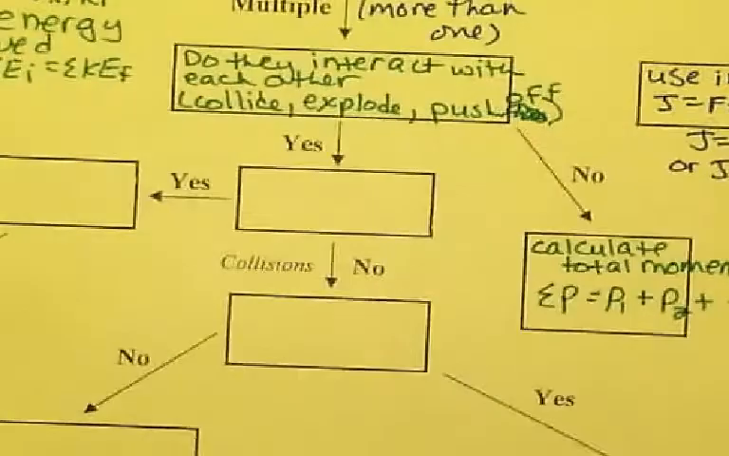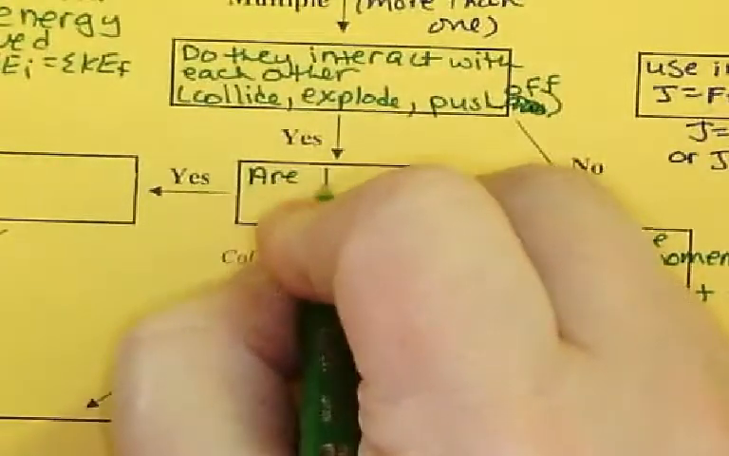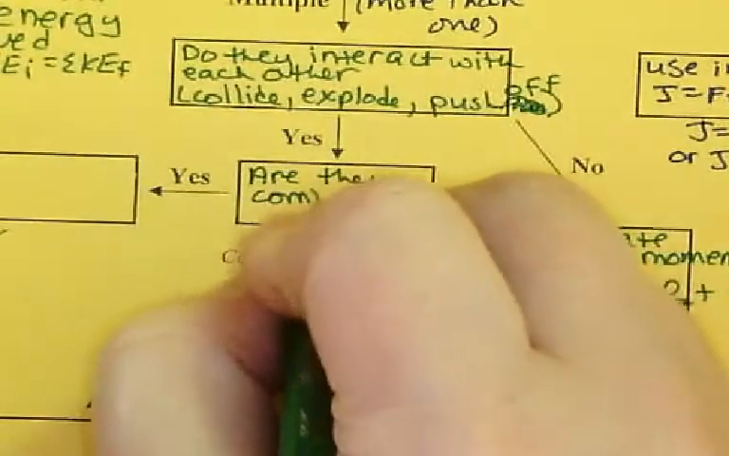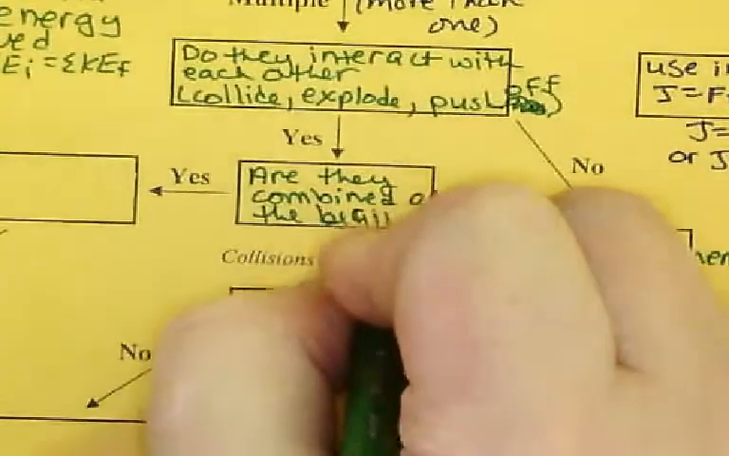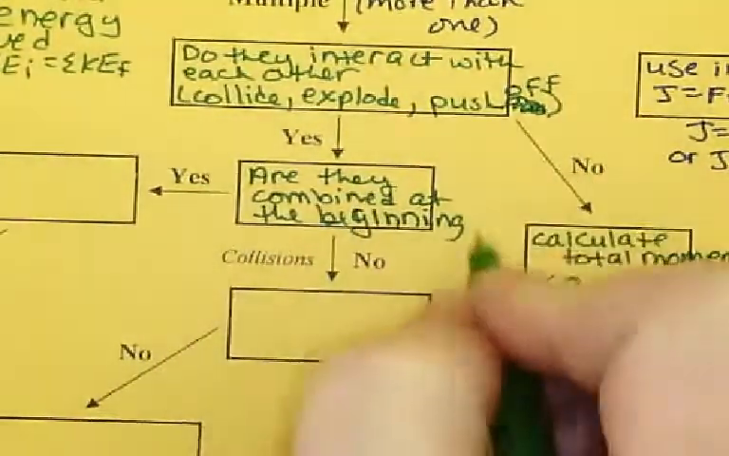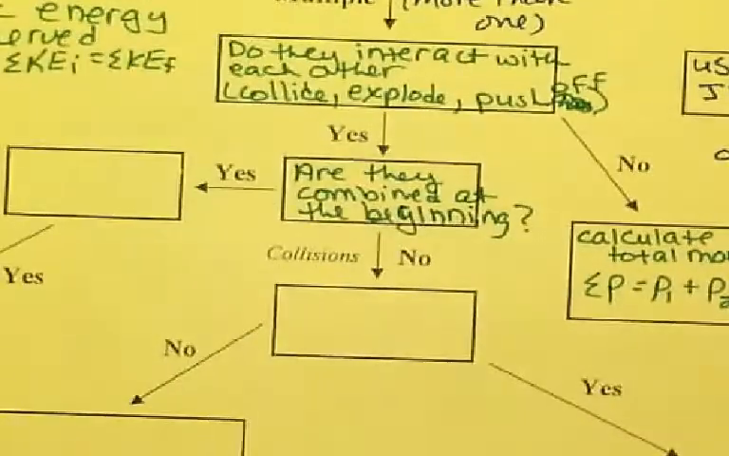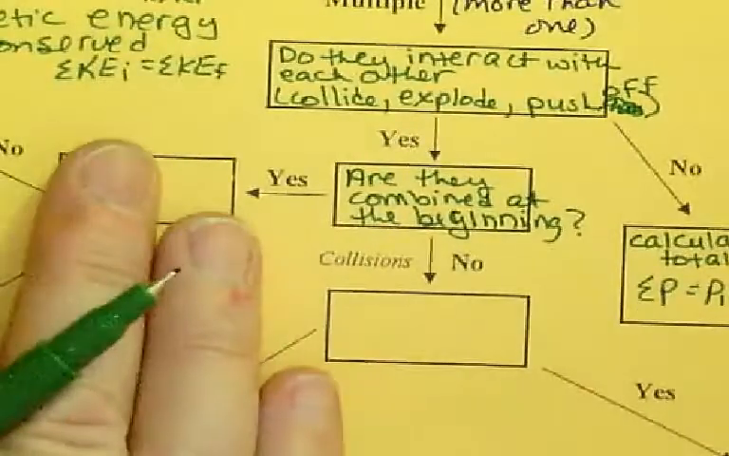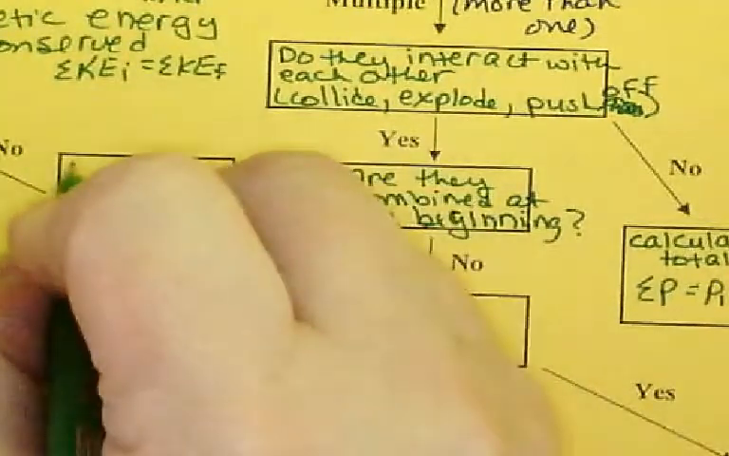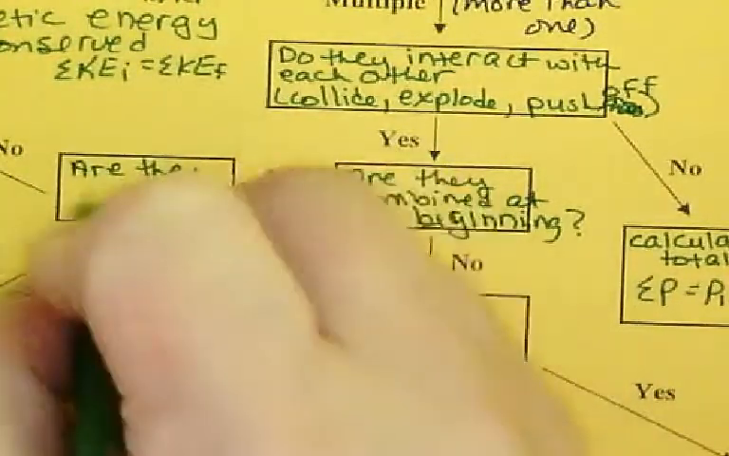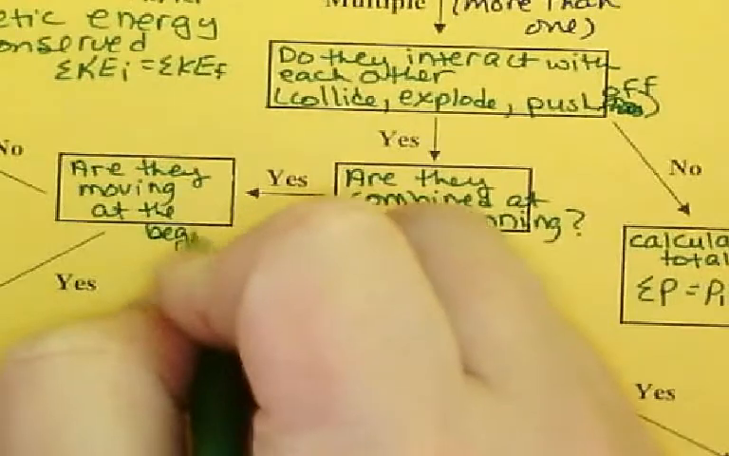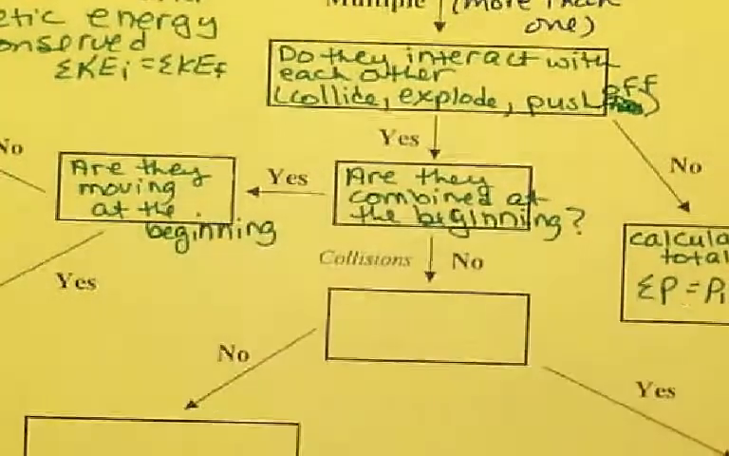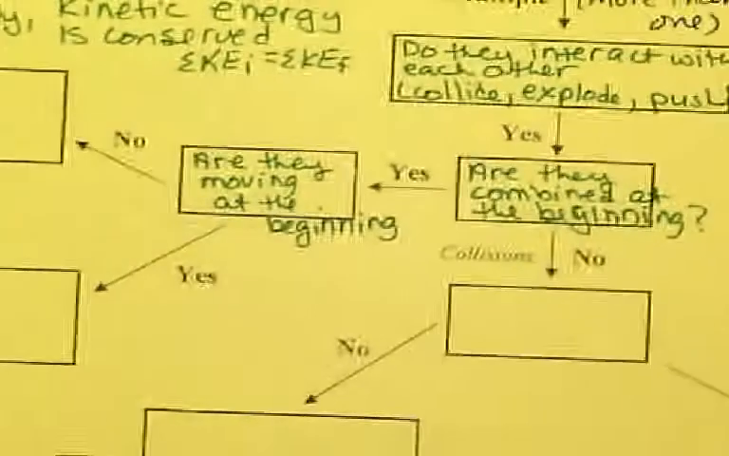All right, so going back over here. Now we're going to go through what happens if they do interact with each other. We need to look at whether they are combined at the beginning. If yes, then we need to know, are they moving at the beginning? Most of the ones we're going to do, they're not going to be moving at the beginning, but you are going to see a couple of examples where they have an initial velocity.